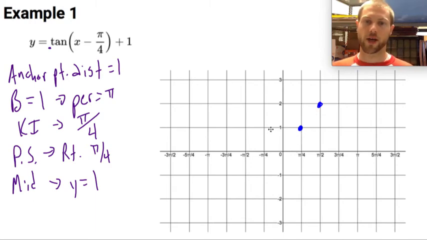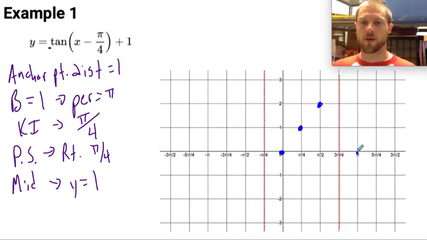Moving in the left direction, I'm going to do the exact opposite. So I'm going to move to the left one key interval and down my anchor point. And then the next key interval over will be where my asymptote is. So that means that over at negative pi over 4, I'll have an asymptote here. That means if I'm moving to the right, the next key x value will be another asymptote. And then I can sort of repeat that pattern.